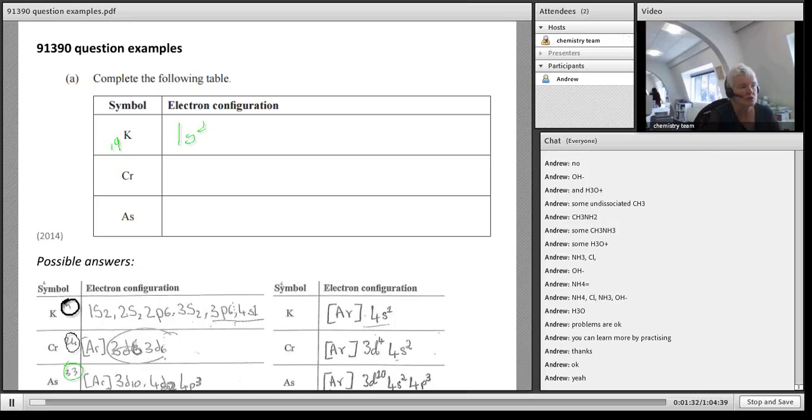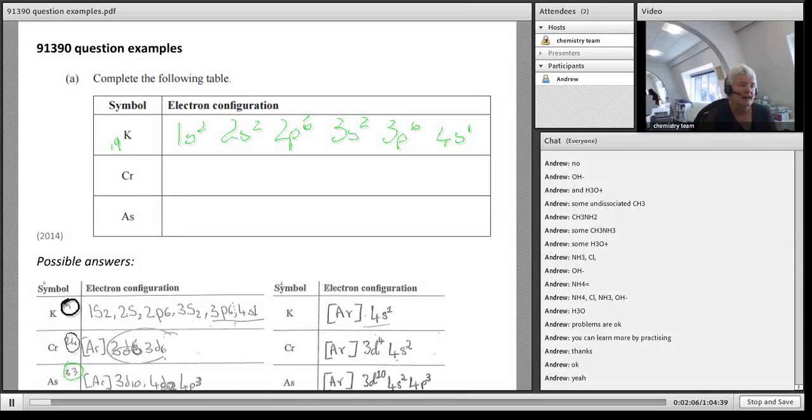1s2, 2s2, 2p6, 3s2. You can do the same if you like. Now while you're doing this you can count. So at the moment I've done 2 plus another 2 plus 6 plus 2, so I've already got 12 electrons. So I've got another 7 to go. And so that would be 3p6. So I've only got 1 more to go. And so it's the 4s1.